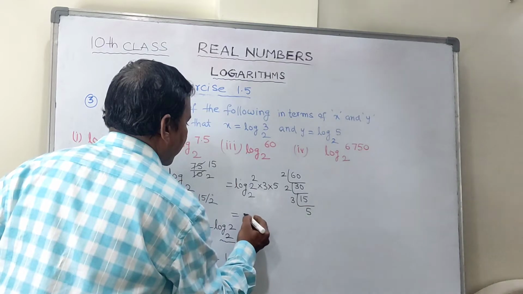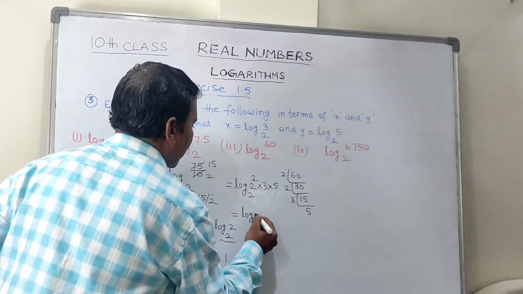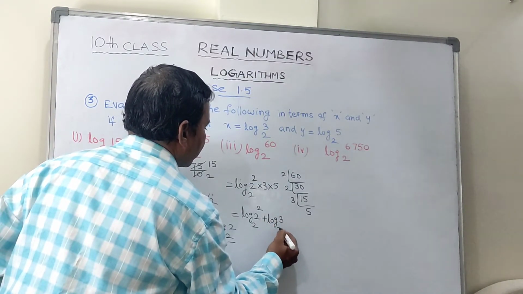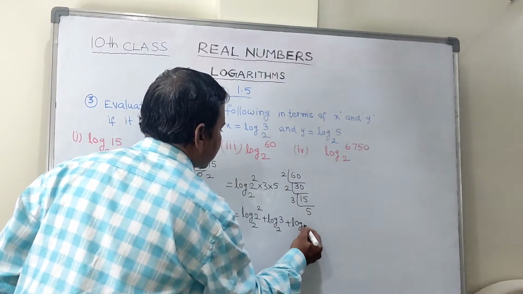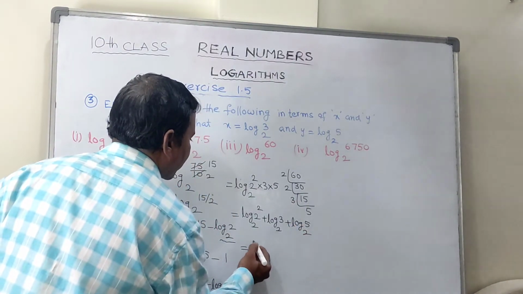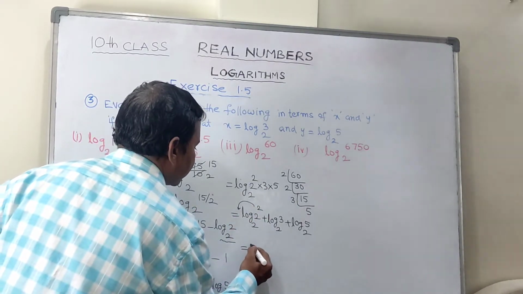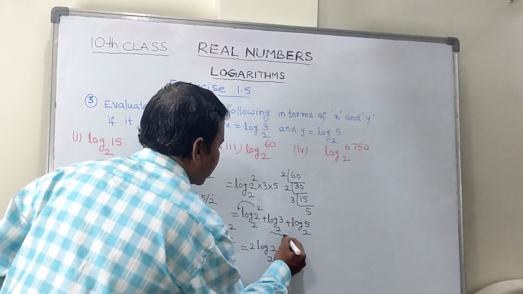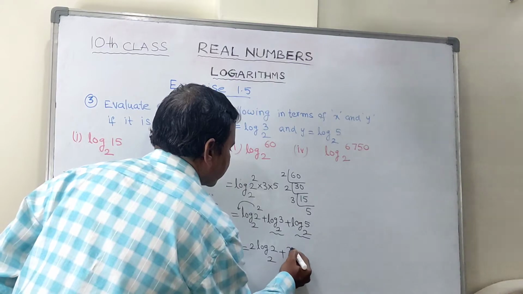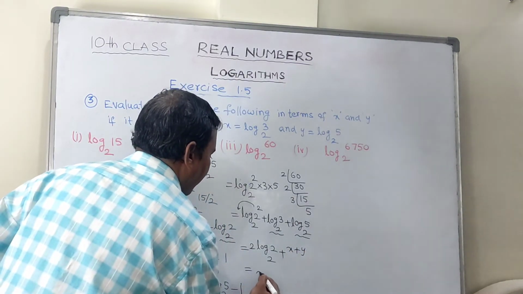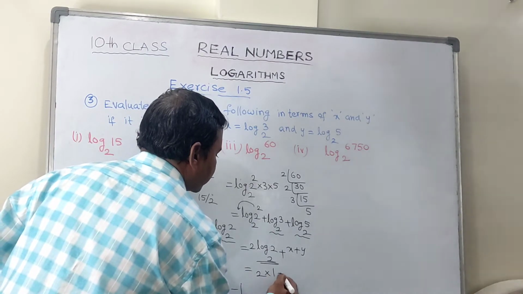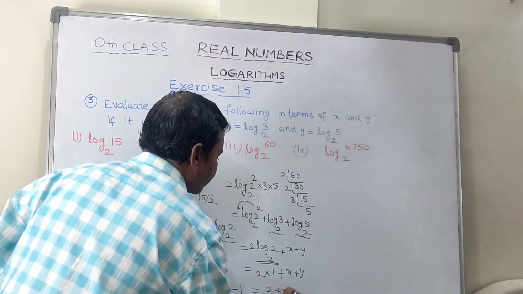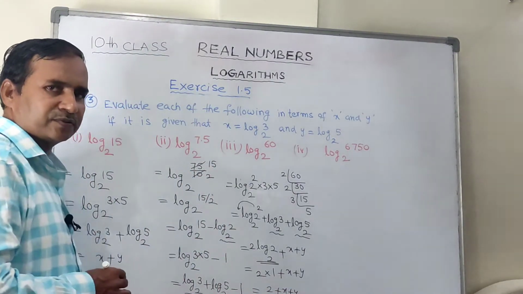If you expand them separately, log 2 square to the base 2 plus log 3 to the base 2 plus log 5 to the base 2, and 2 comes front, means 2 log 2 to the base 2. This is x, this is y, and this becomes also 1. So the answer becomes 2 ones are 2 plus x plus y, 2 plus x plus y.